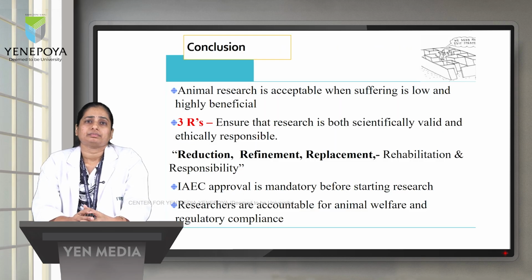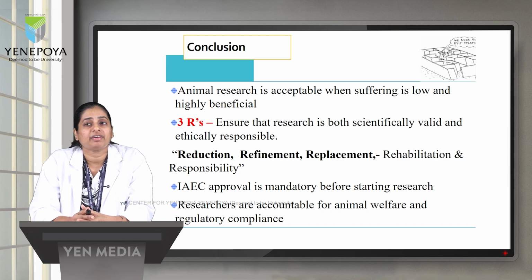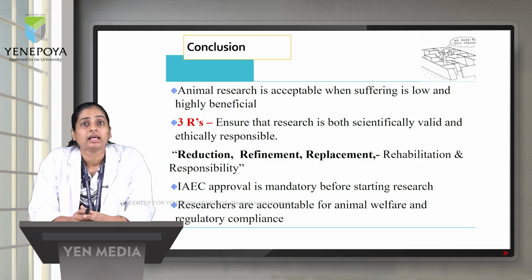To conclude, animal research is acceptable when suffering is low and highly beneficial. It is very important to ensure the research is both scientifically valid and ethically responsible. This is possible by applying the 3 R's principle, that is reduction, refinement, replacement. Reduce the number of animals wherever possible. Refine the protocol to minimize the pain and distress to the animals. Replace with a non-animal alternative, with in vitro models, etc., wherever possible. Next comes rehabilitation.